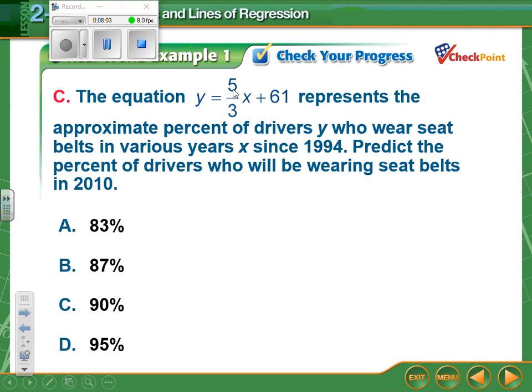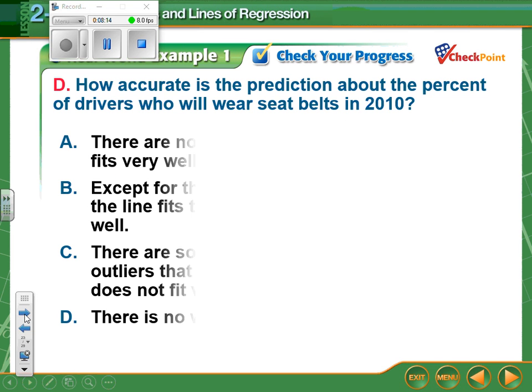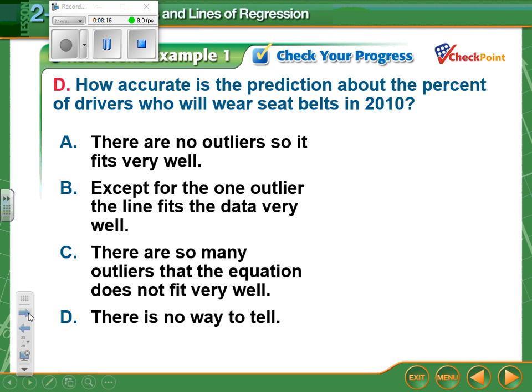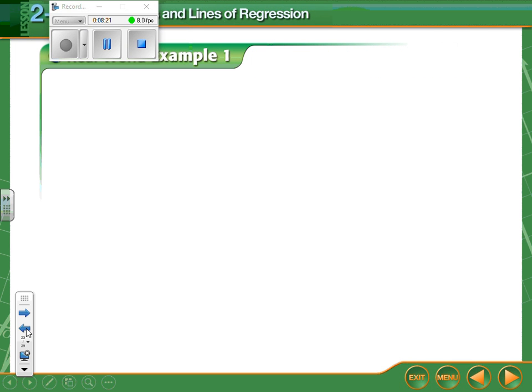And then simplify. 5/3 of 16 plus 61, you get 87. 87% is the predicted amount. How accurate are these predictions? Were there any outliers?